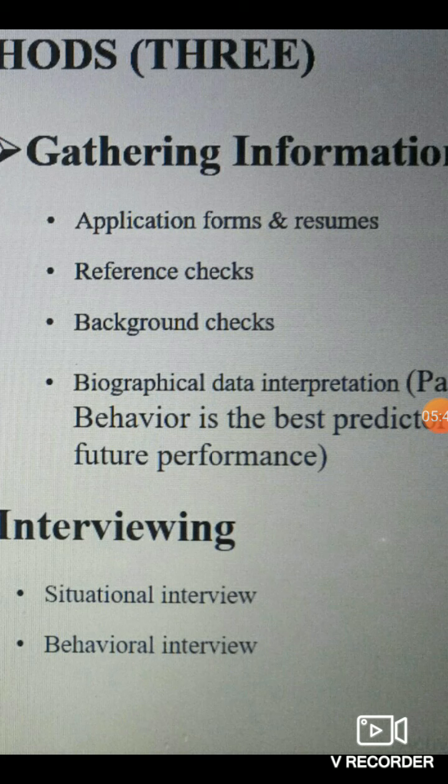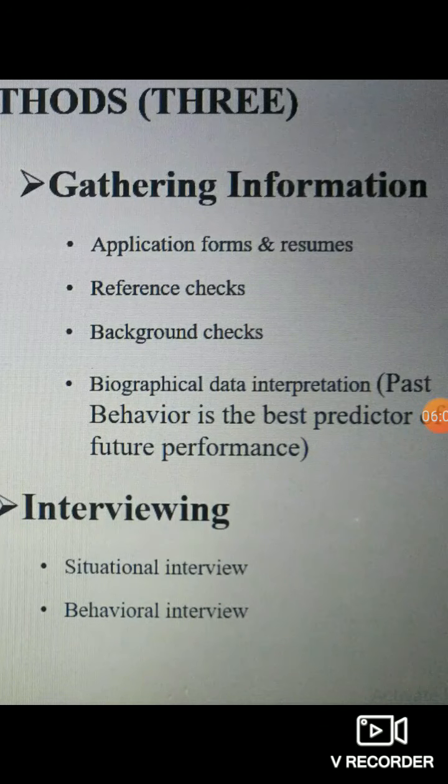The next tool for gathering information is biographical data interpretation, shortly known as BDI. Biographical data interpretation is the practice where past behavior helps to understand or predict future performance. Whatever past behavior you had, maybe in certain application forms they would have asked you to give instances where you have come across a problem and solved it, or instances where you have come across a notorious customer and handled the customer successfully.